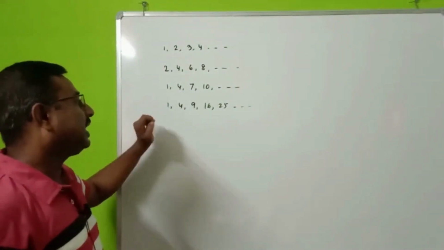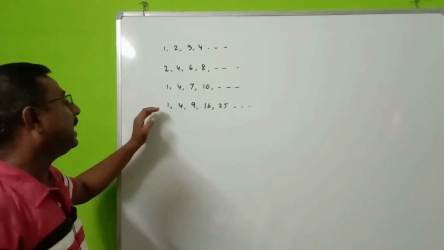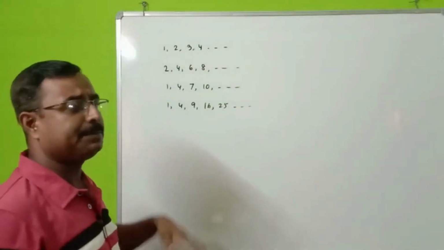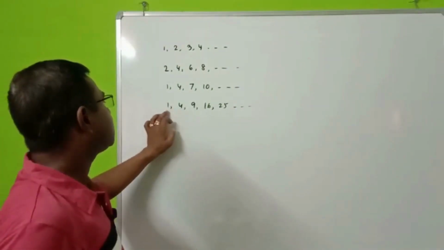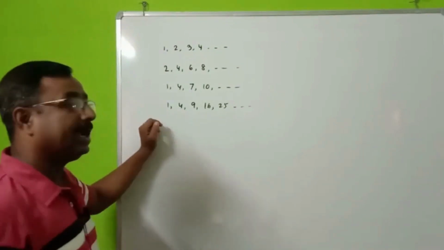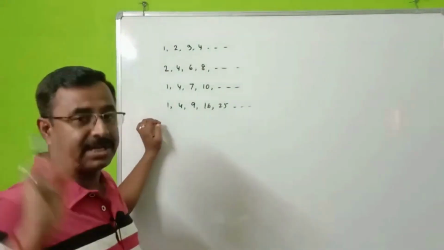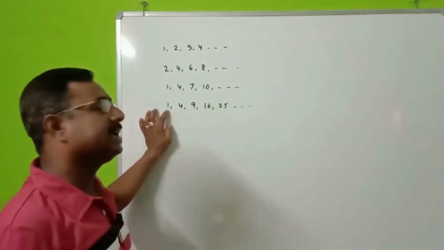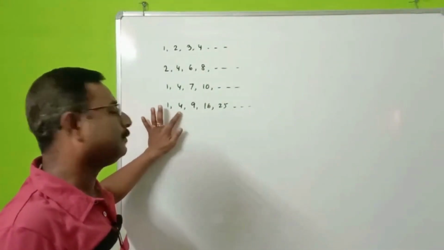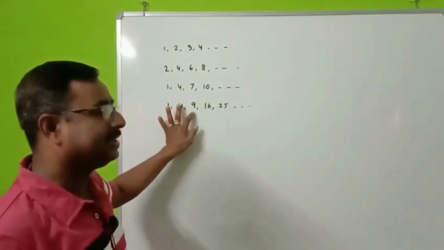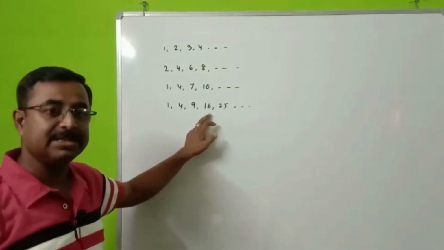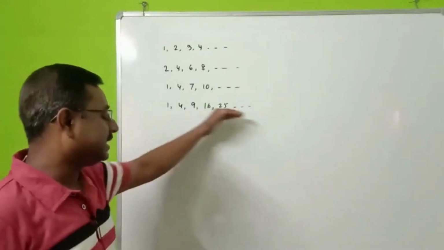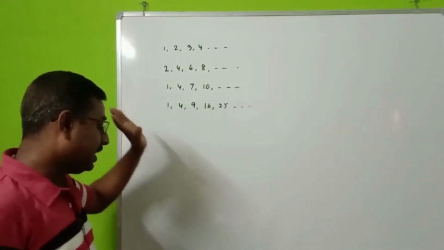But in the fourth case we have not got it by adding some number to the preceding term. We got this collection by squaring the natural numbers. Natural numbers are what? 1, 2, 3, 4, 5. So 1 square gave 1, the first term, 2 square gave 4, the second term, 3 square gave 9, the third term, 4 square gave 16, the fourth term. In that way this collection is written.